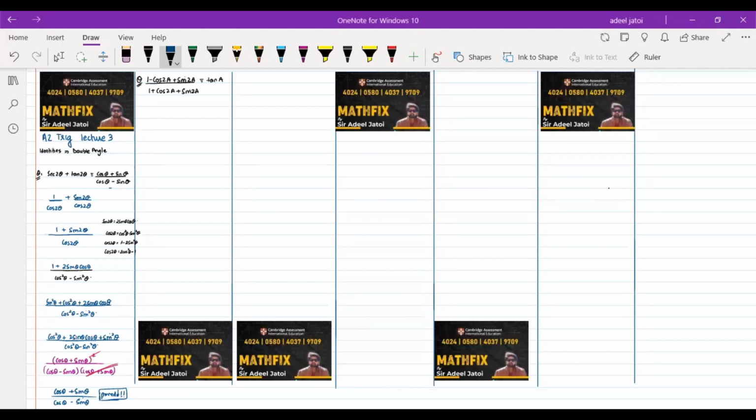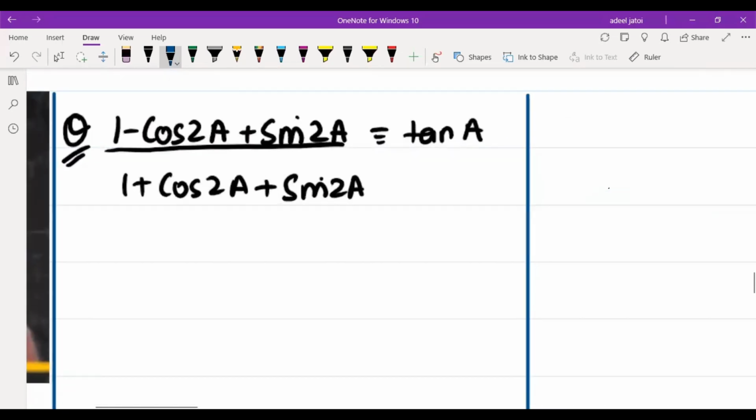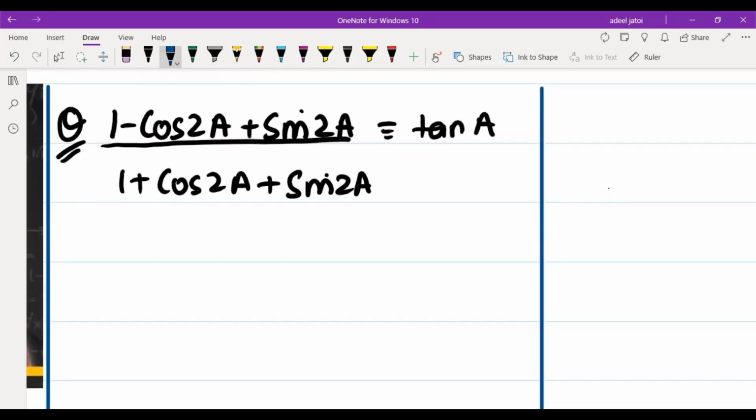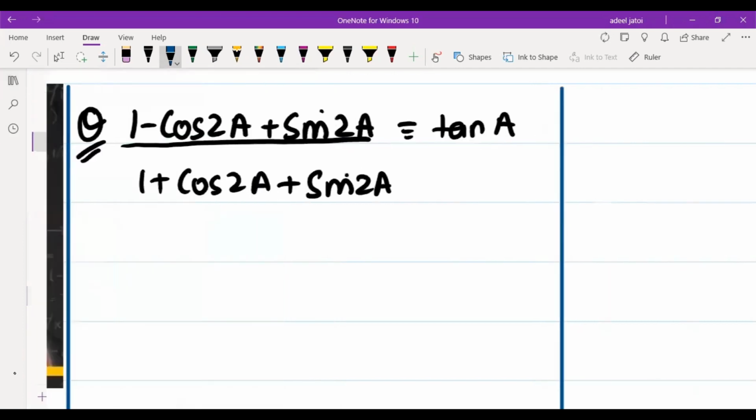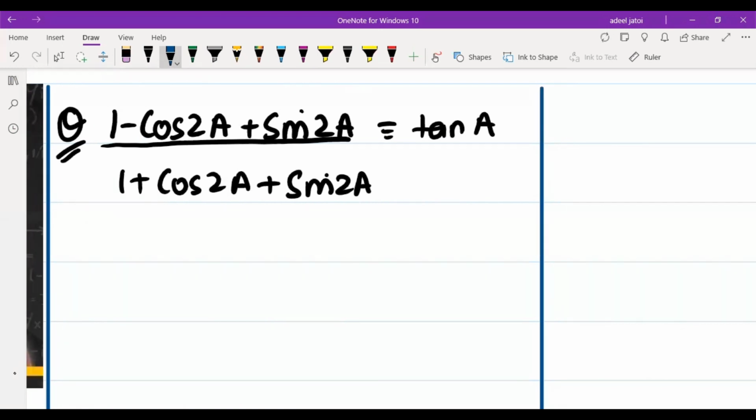Okay, let's just move to another example. (1 - cos 2A + sin 2A) / (1 + cos 2A + sin 2A) is equal to tan A. Now, since I need to prove tan A, the requirement of such a question will be that tan A is basically sine A upon cos A. So in general, in the numerator I need to have sine, and in the denominator I need to have cos.